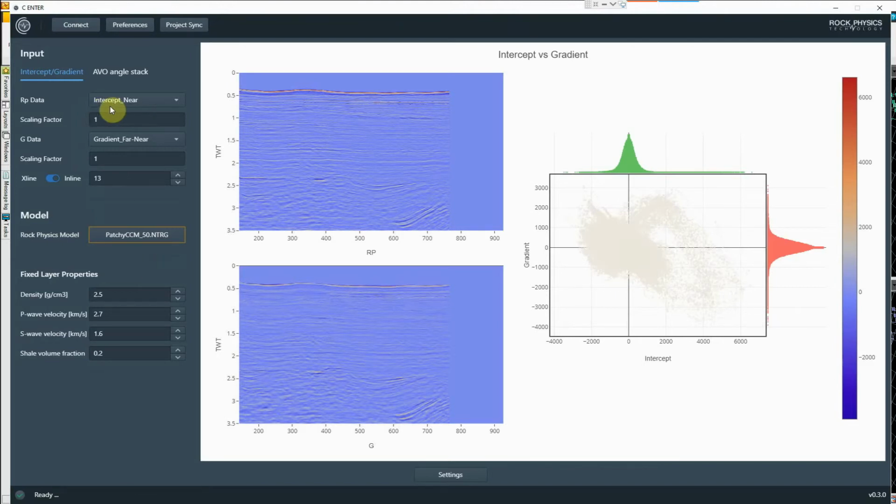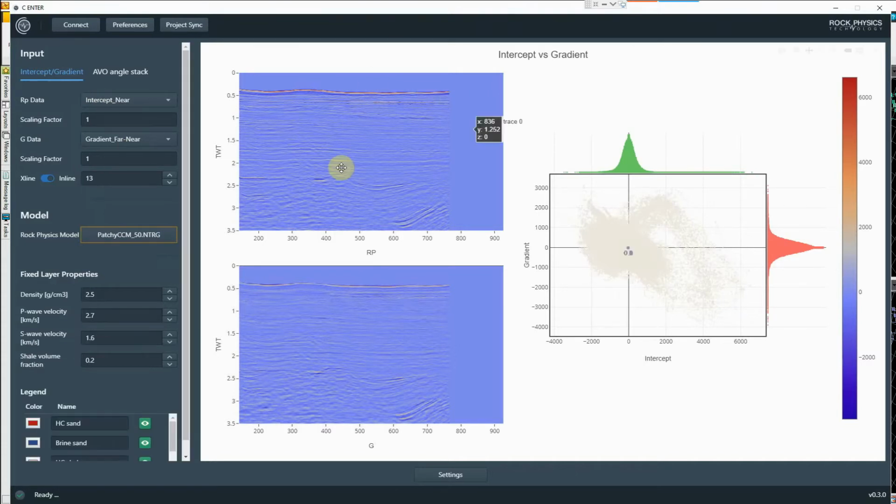So we have chosen an intercept, which is plotted here, and the gradient data, which is plotted down here, TVT versus gradient, and we have chosen a model. Now the intercept and gradient is also plotted in this cross plot here, intercept versus gradient.